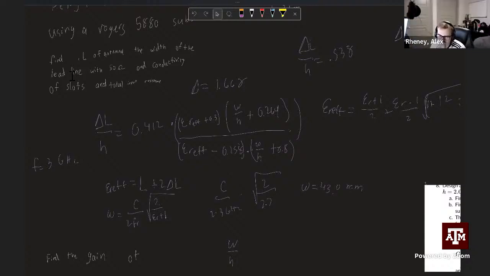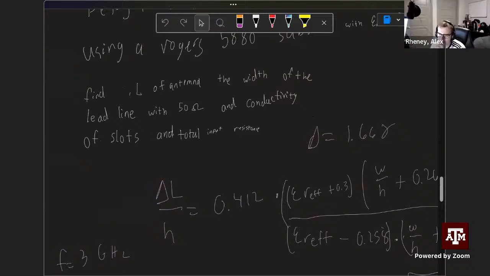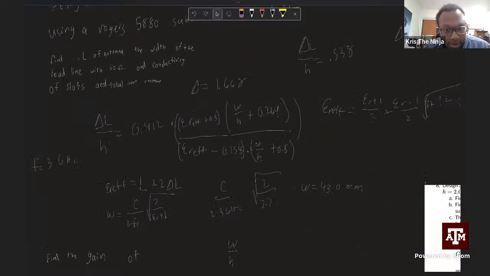Remember we have that little chart there where it gives us our Z naught in ohms, and then we have to line that up with the W over H value. Let me see if I can pull it up real quick. I have it pulled up. To educate the other people on the stream, I'm gonna let you be able to share and take over. So if you want to go ahead and hit that and show off the beautiful chart.